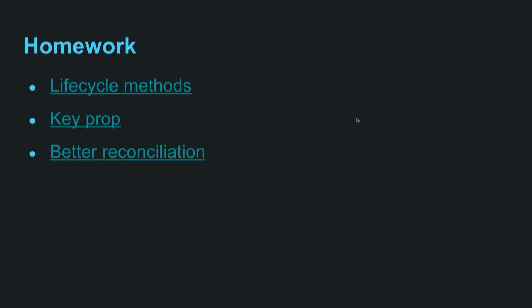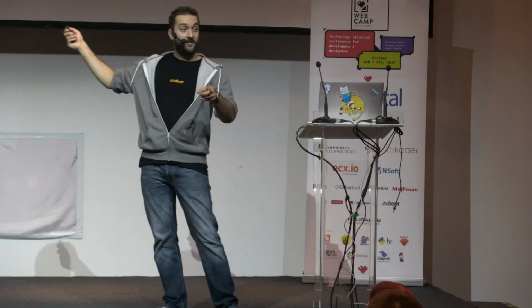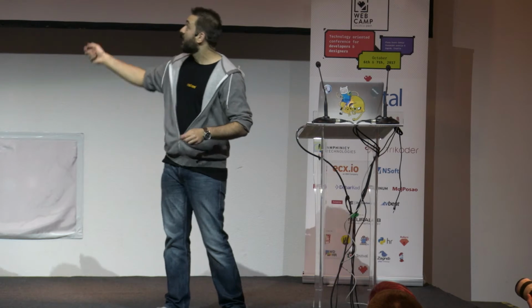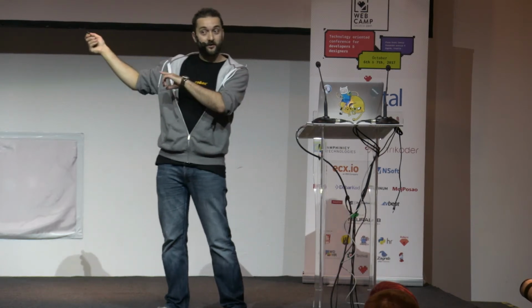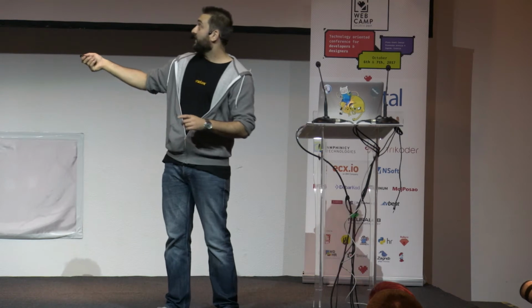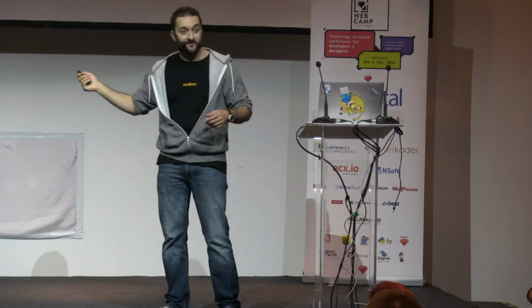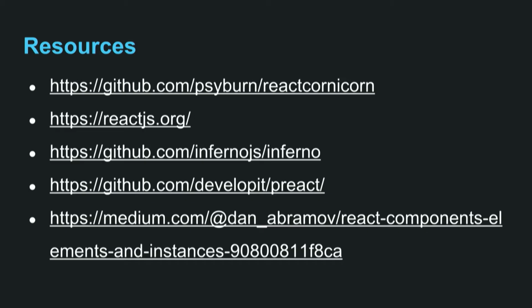For your homework, when you get home today, I would recommend that you do lifecycle methods, like should update and did open. It's really good to implement this. Implement key props because the current code doesn't work with deleting nodes. And implement better reconciliation, so be smarter than I am. That's really easy. Here are some resources. This was heavily influenced by Inferno, Preact, and Dan Abramov. There's also my repo, which you can find on GitHub, Cybern, React, Korn. And that's it. Thank you.